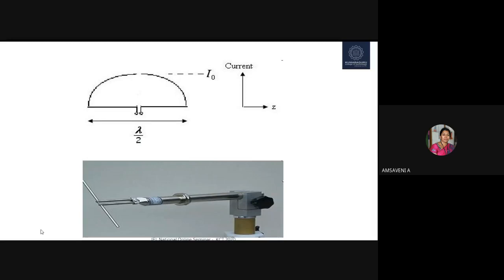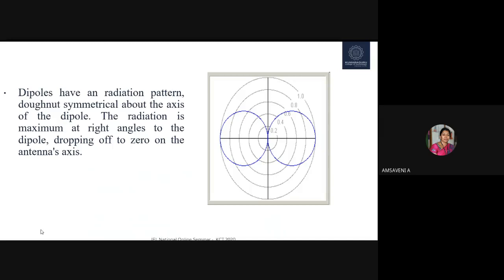This is the structure of the half wave dipole. Length is lambda by 2, and it will have maximum current at the center, and as it moves away from the center, the current gradually reduces. And this is the radiation pattern: figure of 8, a bidirectional pattern, and it is symmetrical about the axis.